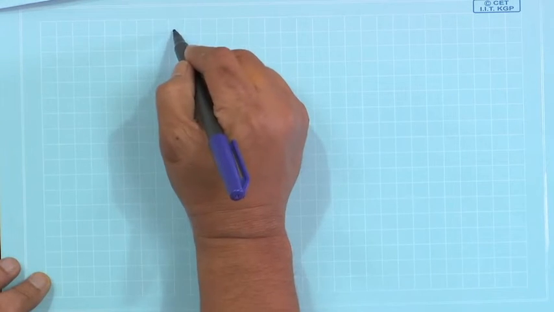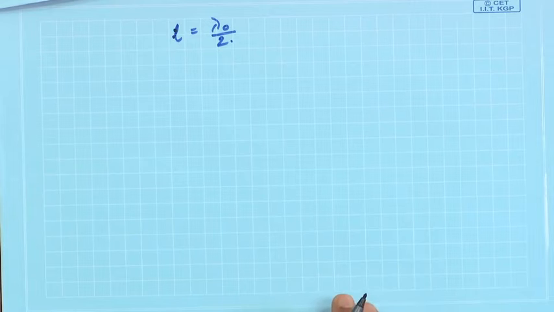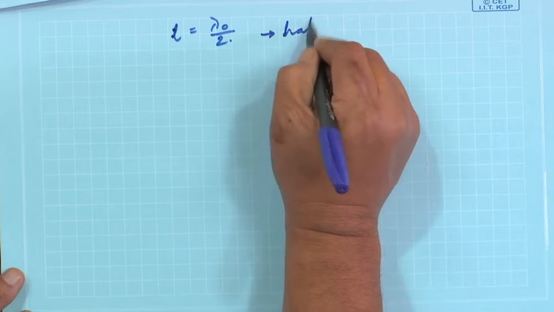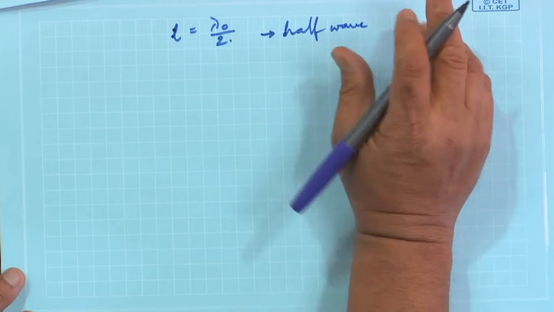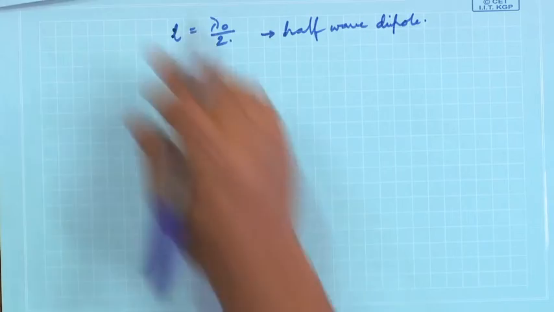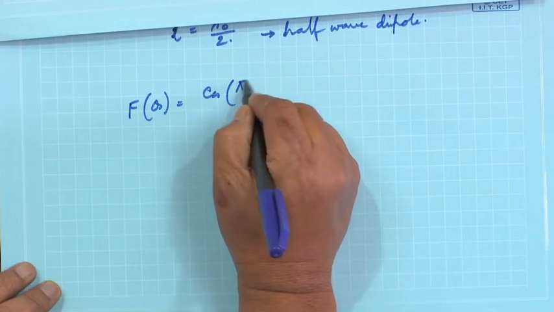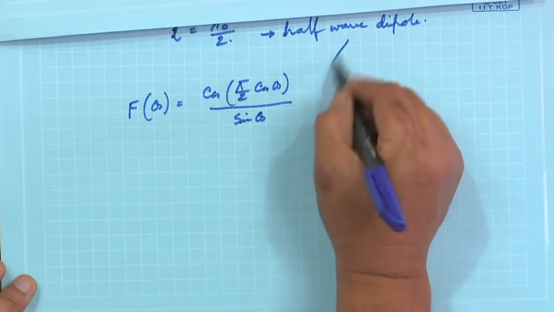Now, for a dipole, actually, the length you can choose. A popular choice of length is L equal to lambda naught by 2, where lambda naught is the wavelength of the operating frequency. If we choose that, then it is called a half wave dipole. So, the upper pole is lambda naught by 4, the lower pole is lambda naught by 4, and the total length of the dipole antenna is half wave. So, it is called a half wave dipole. For this half wave dipole, f theta becomes cos of pi by 2 cos theta, divided by sin theta.